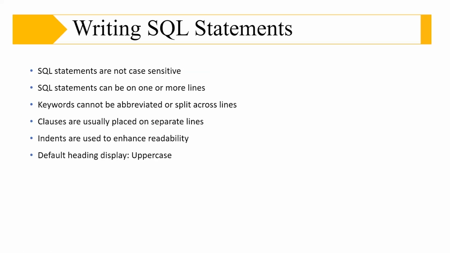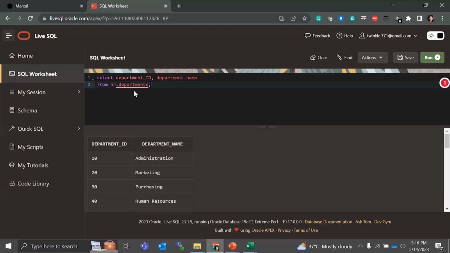Now let's see some interesting facts about SQL. SQL statements are not case sensitive, which means you write select in small or in capital, it won't matter, and it won't even throw an error. SQL statements can be one or more lines. Like you have seen, I have written it across two lines, which is okay. Until you put a semicolon, SQL will consider this as a single query. So that's why a semicolon is a must.